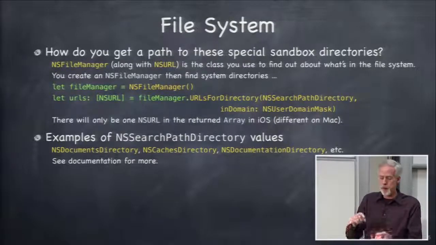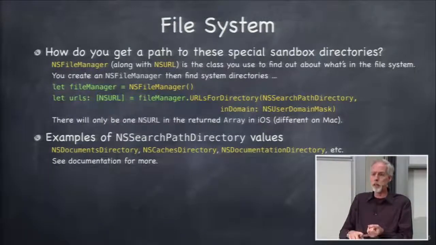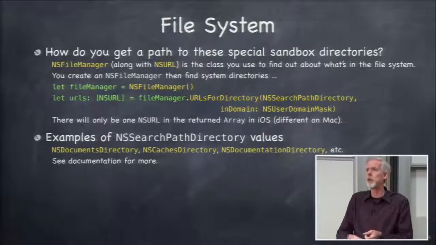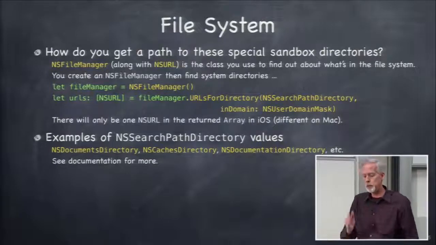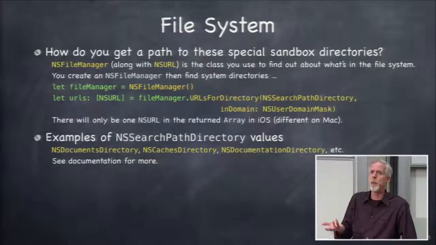And on the Mac, you might have the user's documents directory, or caches directory, let's say. You might have the computer's, and then you might even have the network's local network library. So that's why you might get multiple of these. So don't be freaked out by the fact that this returns an array of NSURLs. There's always only going to be one. You can just use the first one in there.